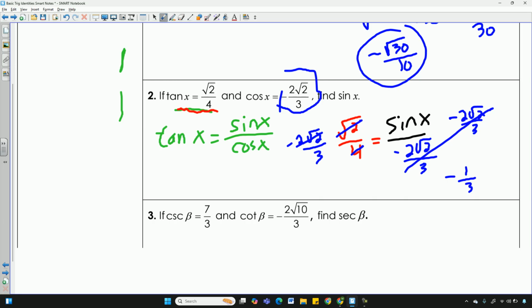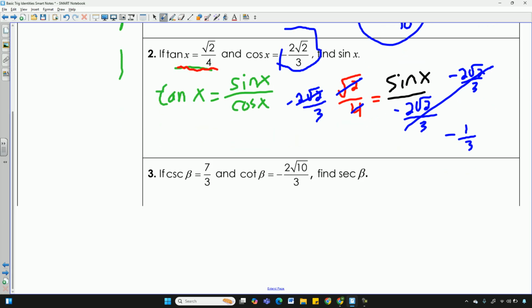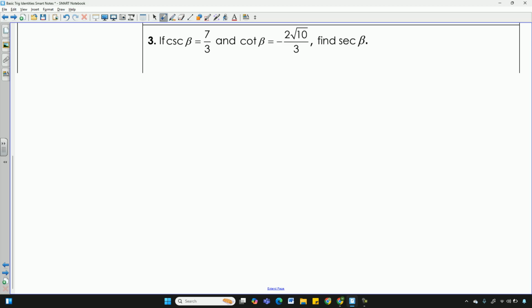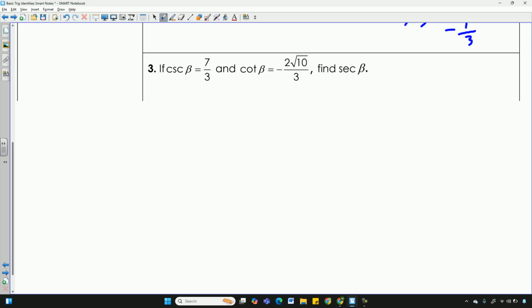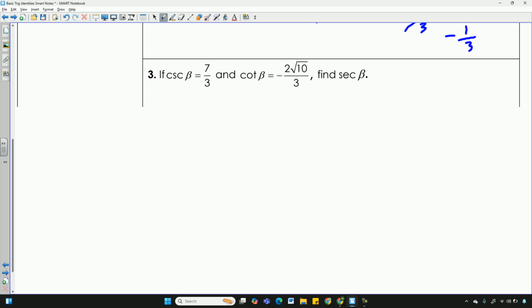Okay, so it's going to get more difficult as time goes on. I'm glad it started off nice, but it does get kind of tricky here. Okay, perfect. So we have cosecant, we have cotangent, we need to find secant.